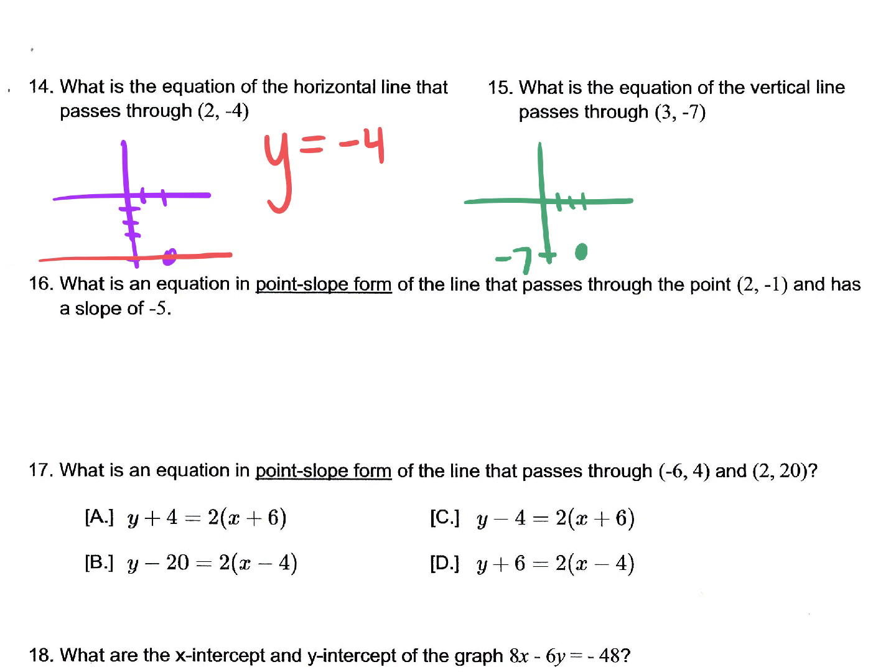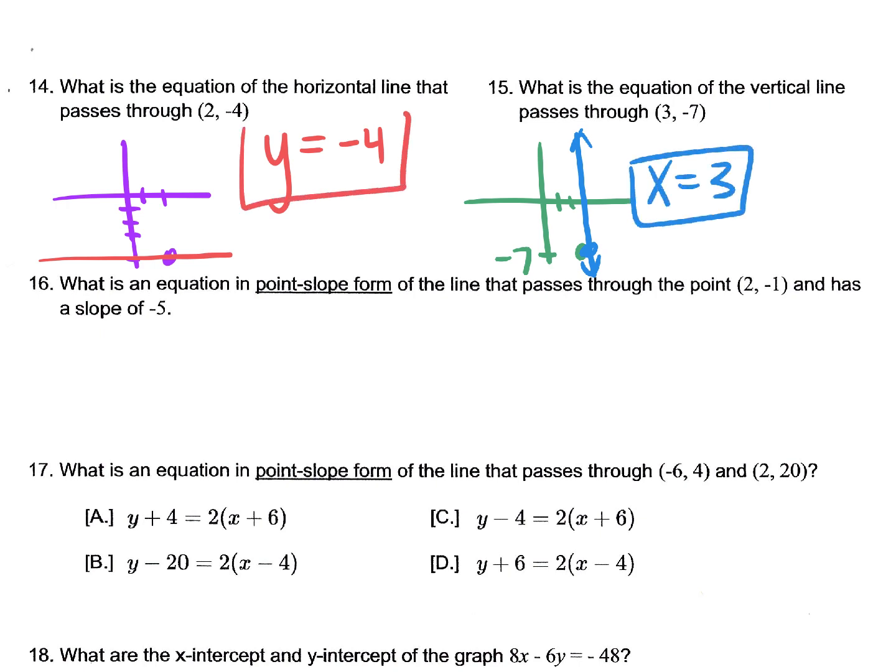And this is asking for a vertical line going through that point. Vertical line. Oh, goodness. Can't draw a straight line today. That vertical line is cutting through the x value of 3. That's your solution. So those will go pretty fast.